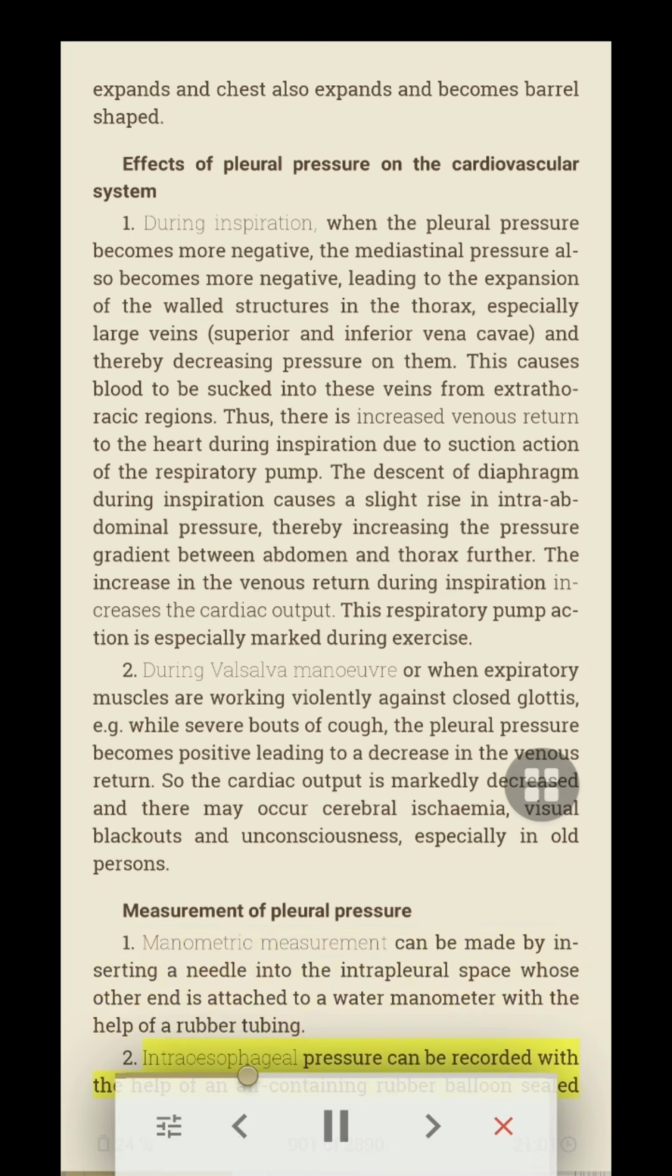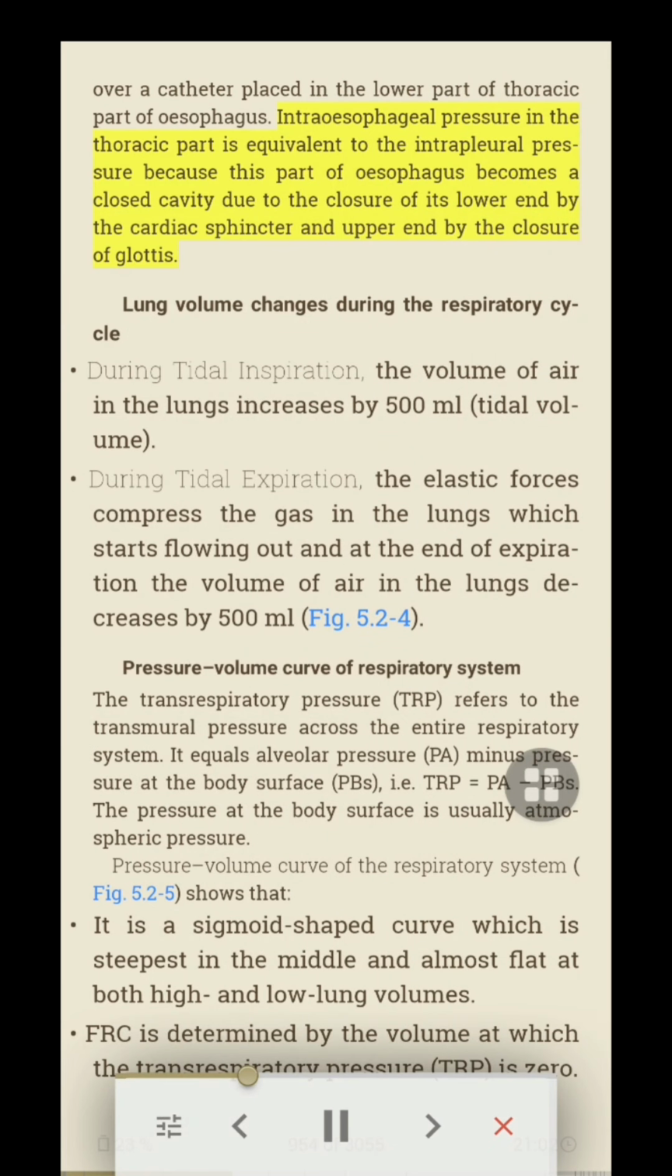2. Intraoesophageal pressure can be recorded with the help of an air-containing rubber balloon sealed over a catheter placed in the lower part of the thoracic part of the esophagus. Intraoesophageal pressure in the thoracic part is equivalent to the intrapleural pressure because this part of the esophagus becomes a closed cavity due to the closure of its lower end by the cardiac sphincter and upper end by the closure of the glottis.